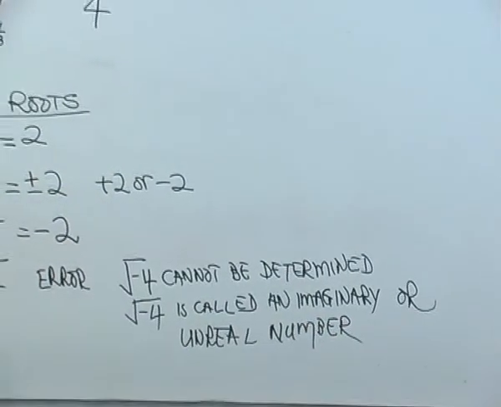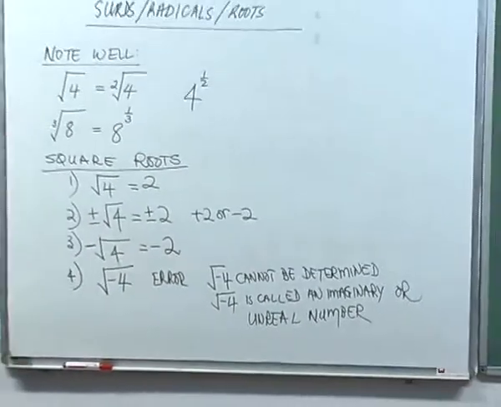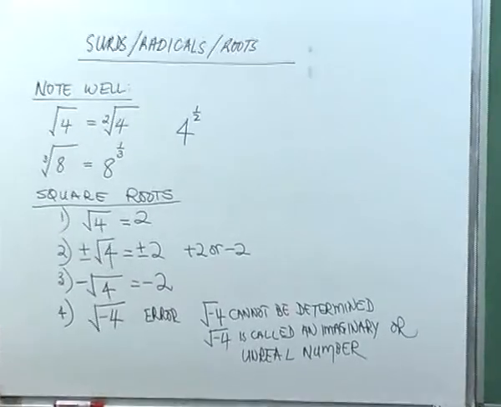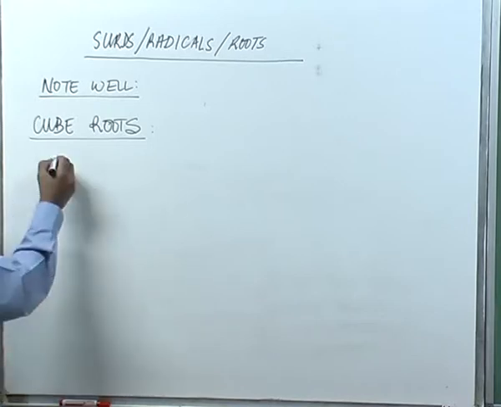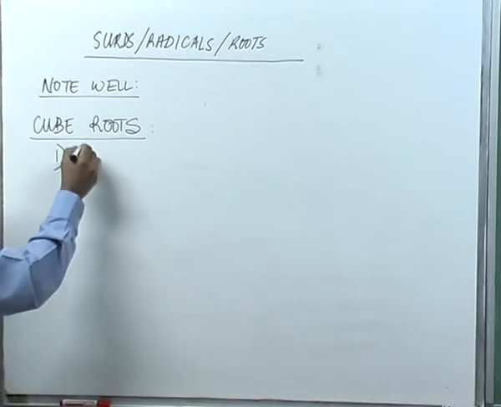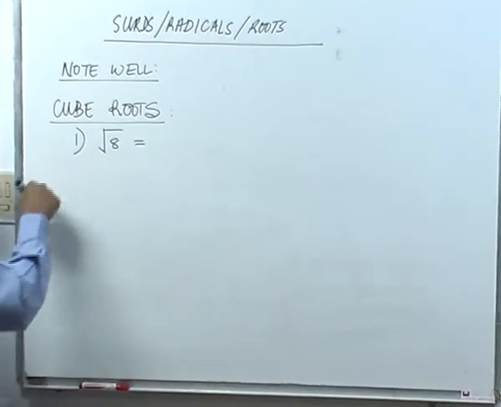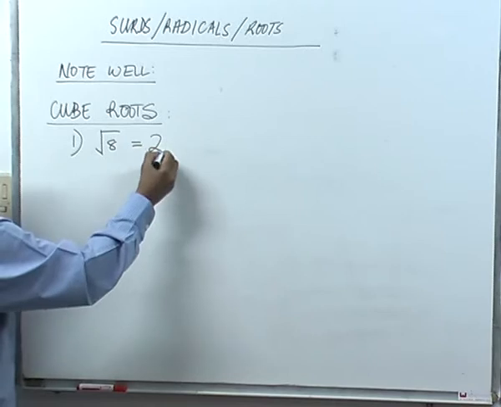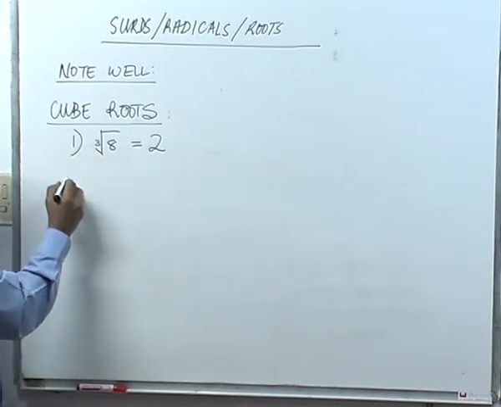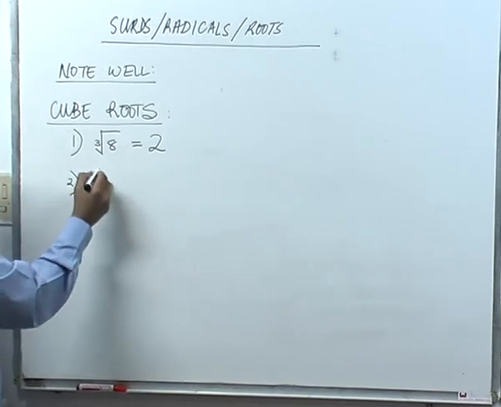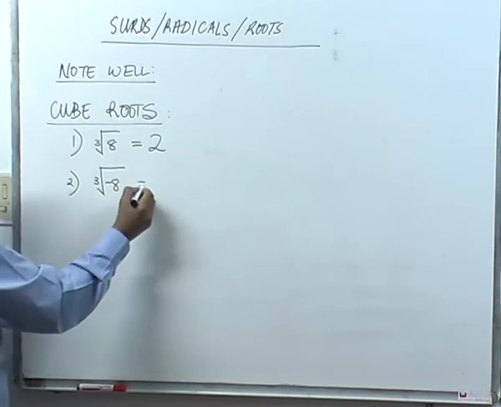Alright, so that's with square roots. And then I'm going to give you a few more general notes on cube roots now. Under cube roots, look, the cube root of 8, if you put it in the calculator, you get the answer 2. There's no problem there. I must write the 3 if it's a cube root. Number 2. It is possible to find the cube root of minus 8, which is minus 2.